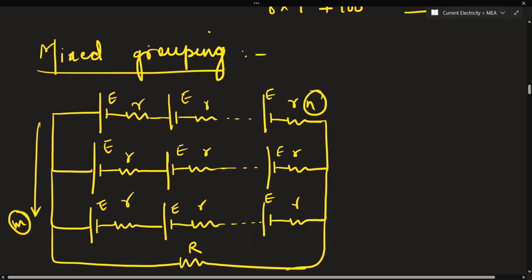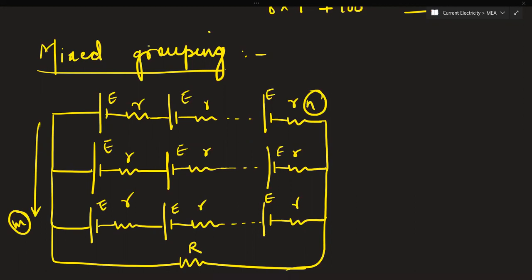See, mixed grouping means what? Mixed grouping means you are having series combination as well as parallel combination. So here you just have to remember the formula. For remembering the formula, just note down one thing.